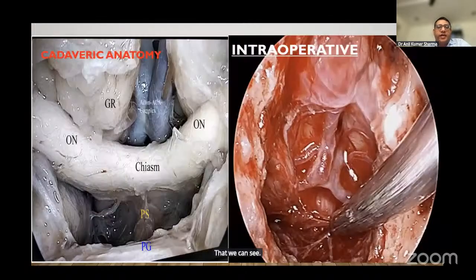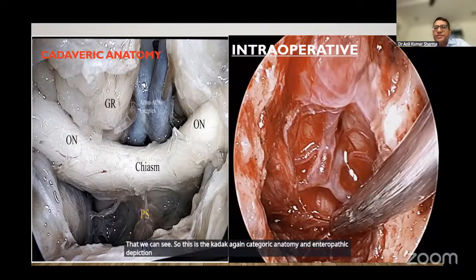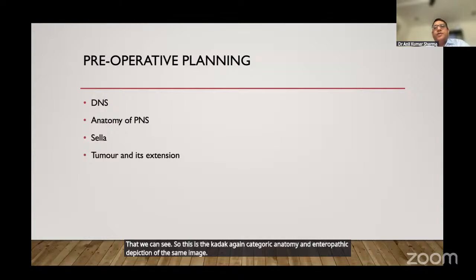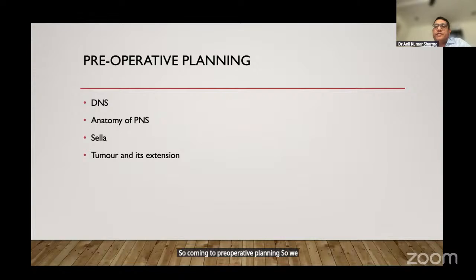So this is again the cadaveric anatomy and intraoperative depiction of the same image. Coming to preoperative planning, we need to know certain facts. We need to read MRI images in detail. We need to know about deviated nasal septum, anatomy of paranasal sinus, and anatomy of sella.